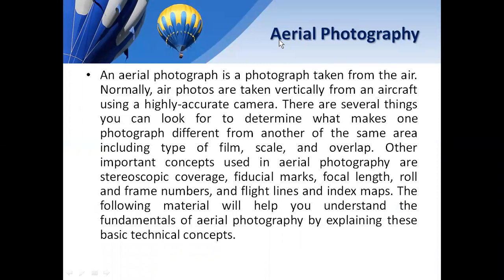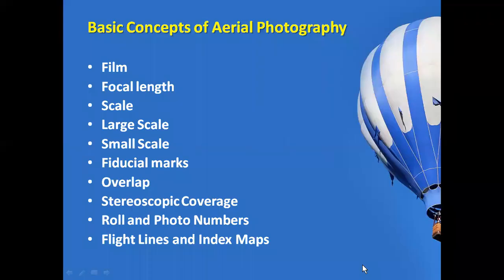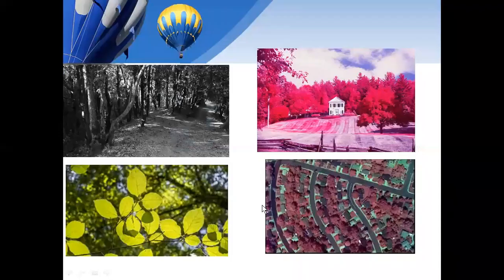Aerial photography is a photograph taken from the air. Generally, the entire coverage of aerial photographs is particularly of geographical features. It depends on the main basic concepts: film, focal length, scale, large scale, small scale, peripheral marks, overlap, stereoscopic coverage, roll and photo numbers, flight lines, and index maps. Now one by one we will see all of them.